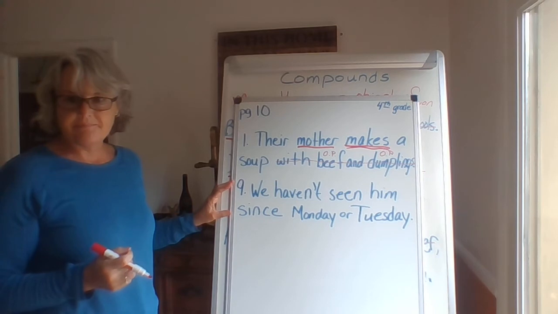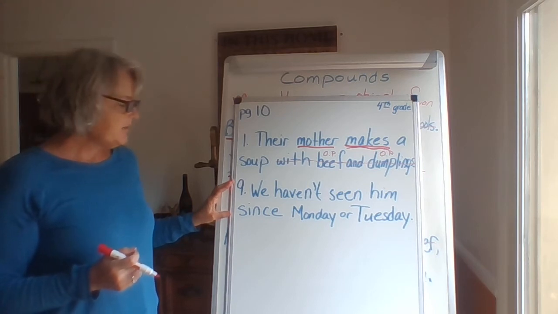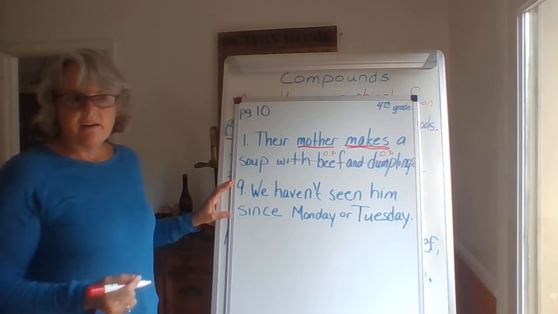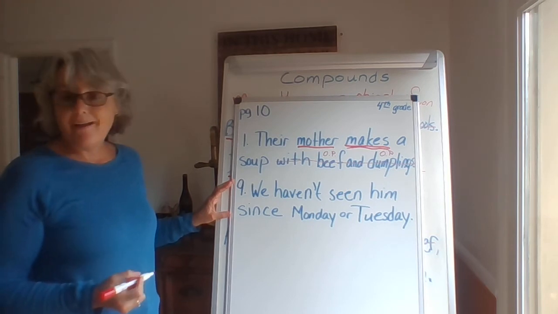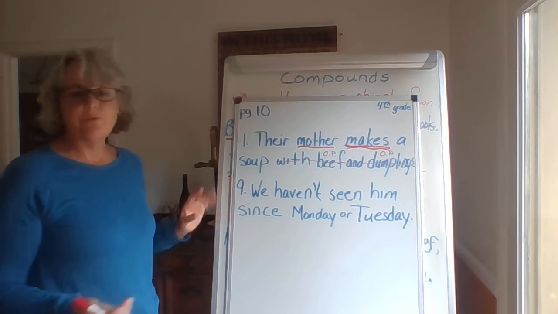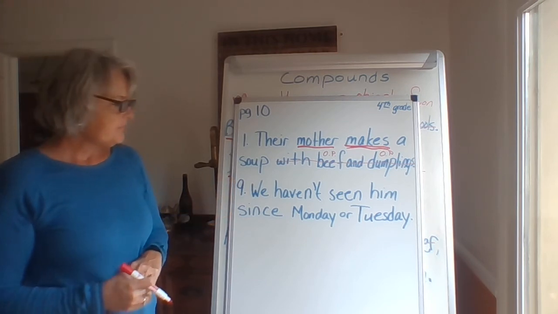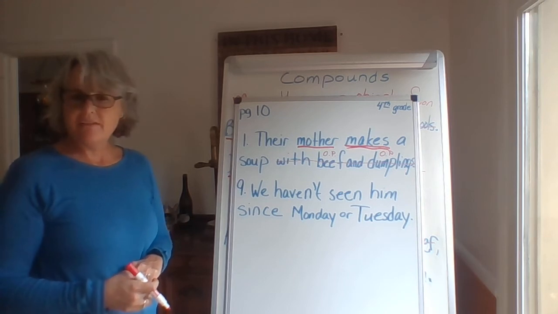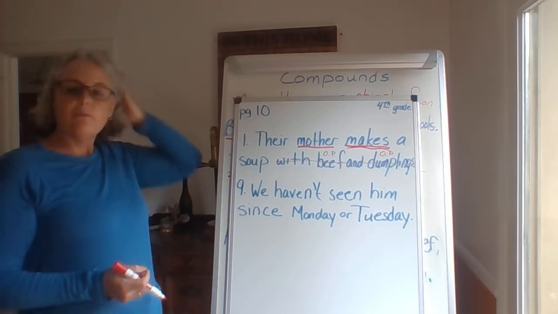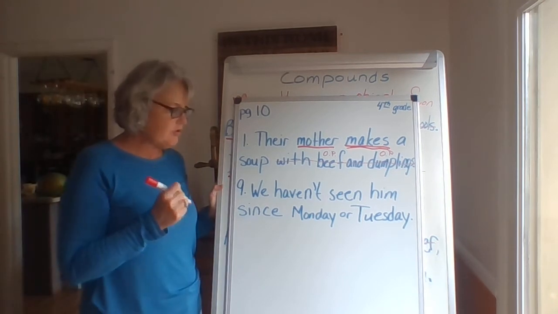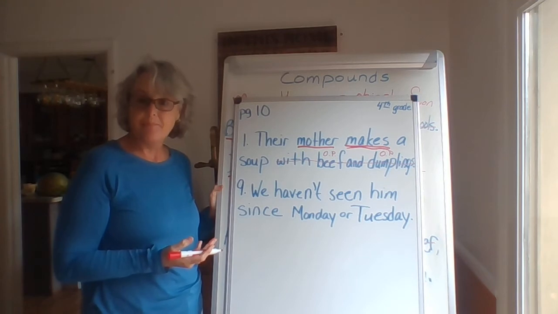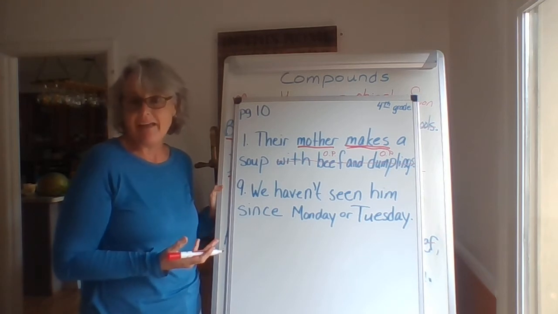Okay. All right, fourth graders, let's take a look at number 9 on the same page 10, number 9, down at the bottom. I wonder if you are looking at this, if you can see why I might want to go over this one. We haven't seen him since Monday or Tuesday. So this one's a couple of things that are just a little bit different from our examples. So let's start with finding our prepositional phrase. And this one has to do with time, a location and time.